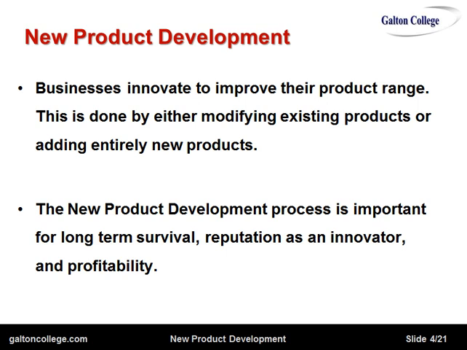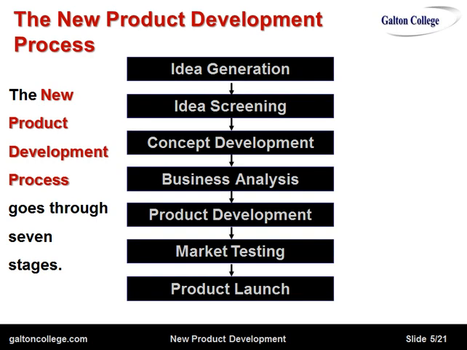Now let's look at the new product development process, the steps in introducing a new product. Well, these are our 7 stages for the development of a new product. First of all, we have idea generation, idea screening, concept development, business analysis, product development, market testing, and product launch.